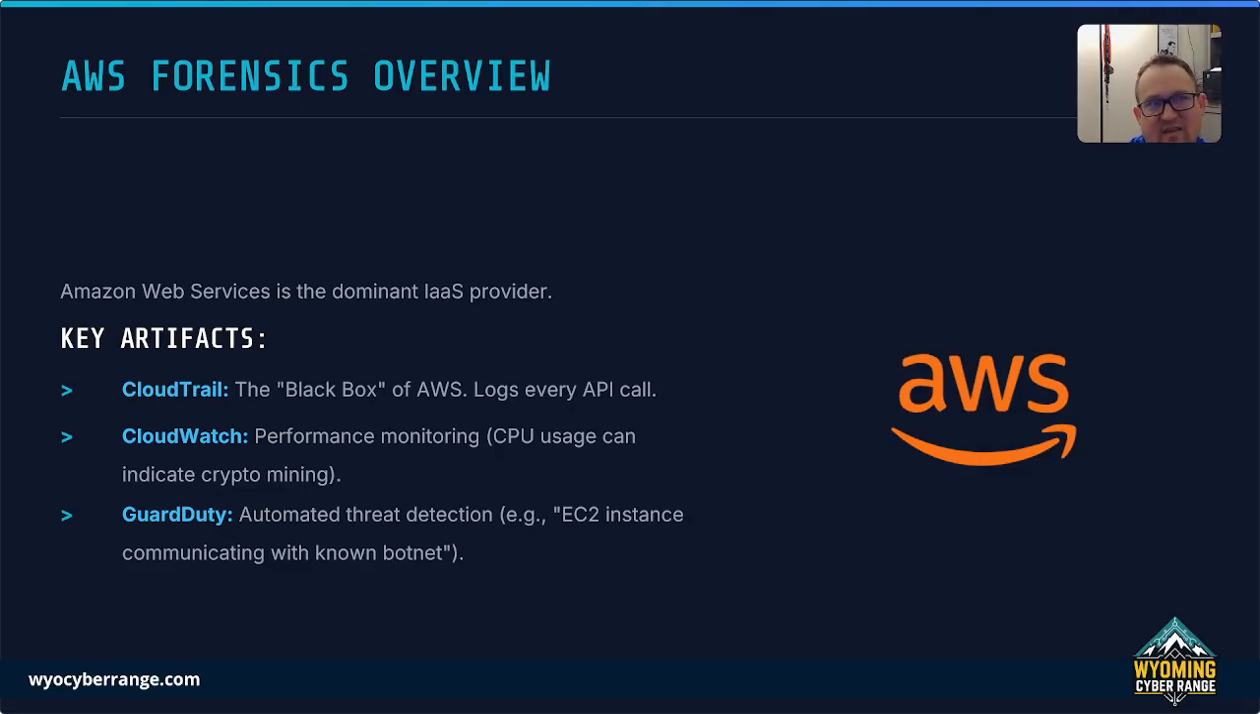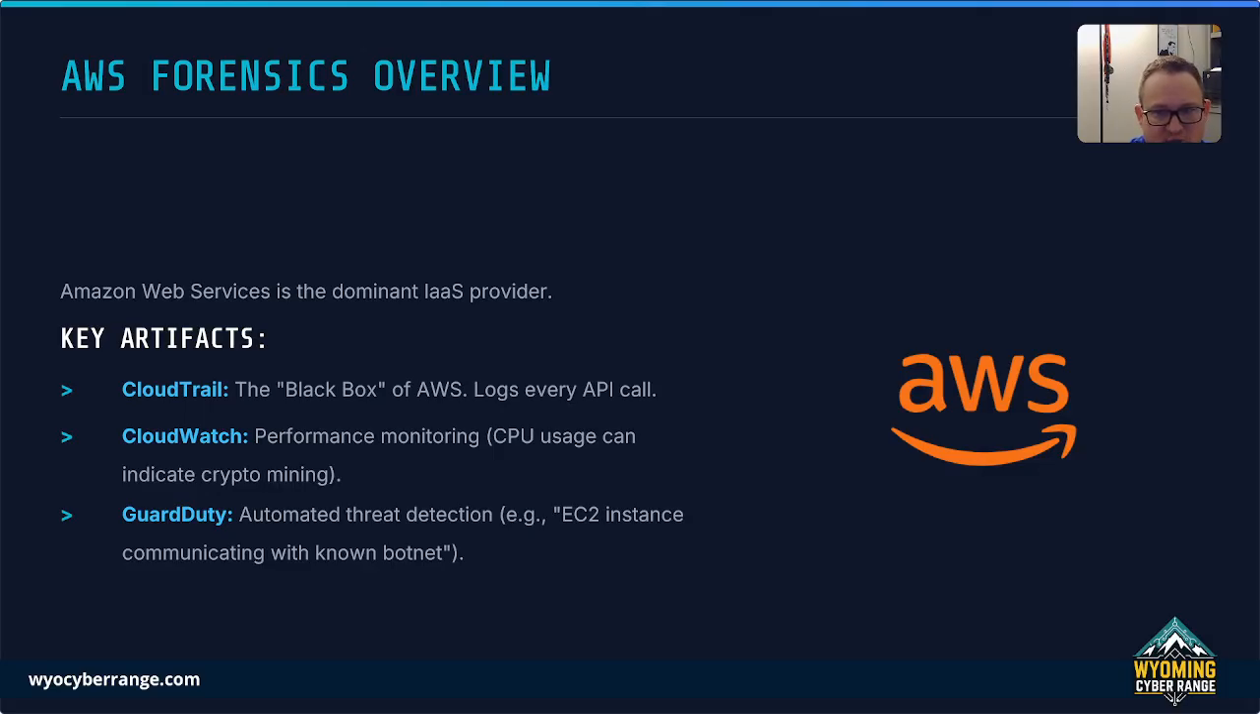Think of it like an IDS for the cloud. It's going to help flag behavior like EC2 automatically communicating with a known CNC network or something like that. Okay, like a botnet. Now we need to make sure that we don't confuse CloudTrail with CloudWatch.